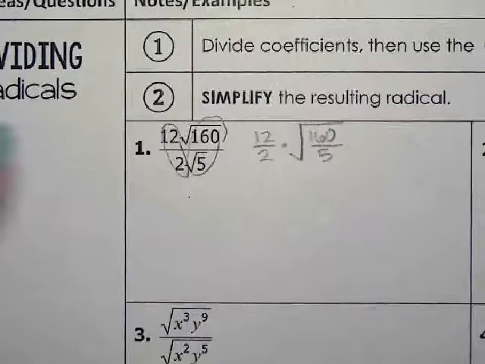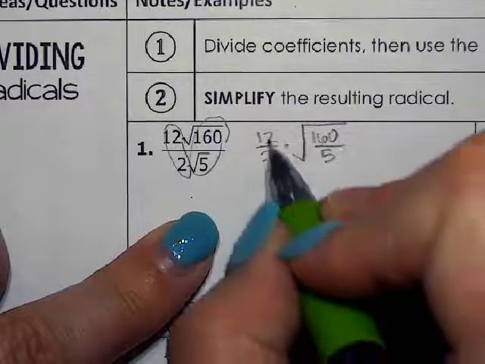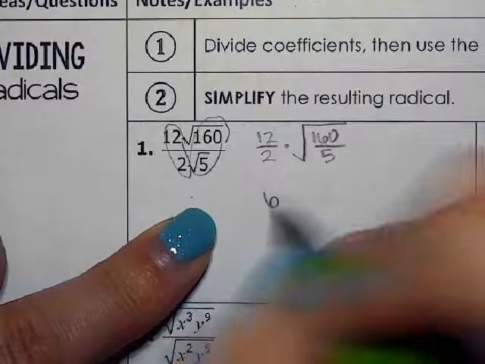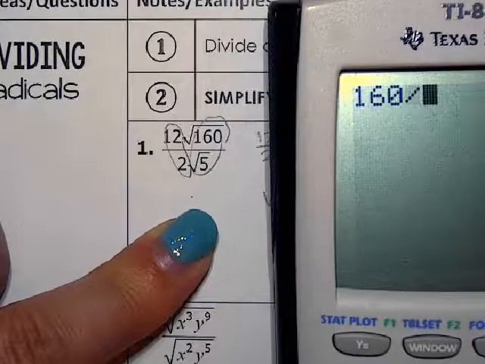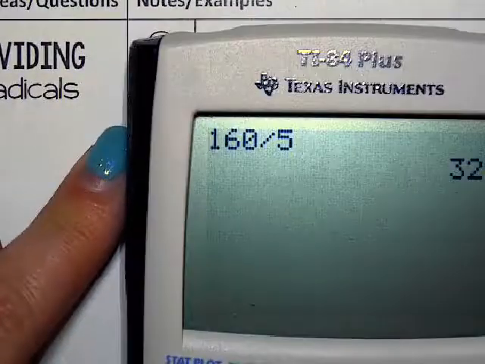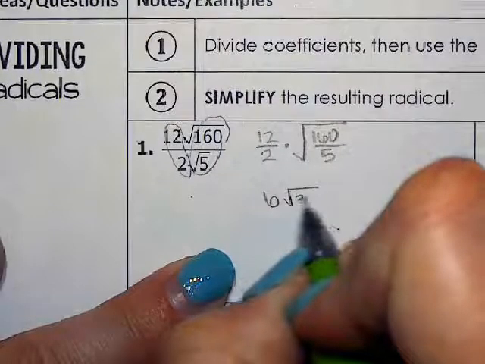And I know that 5 on the bottom is not a perfect square. And I remember my whole goal for today is no radicals on the bottom. So 12 divided by 2 is 6. And then 160 divided by 5 is 32. So that's 6 root 32.